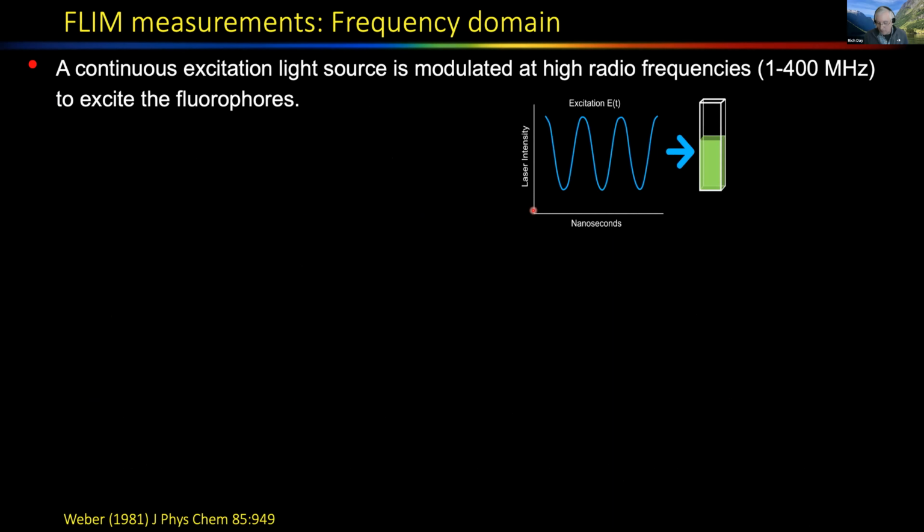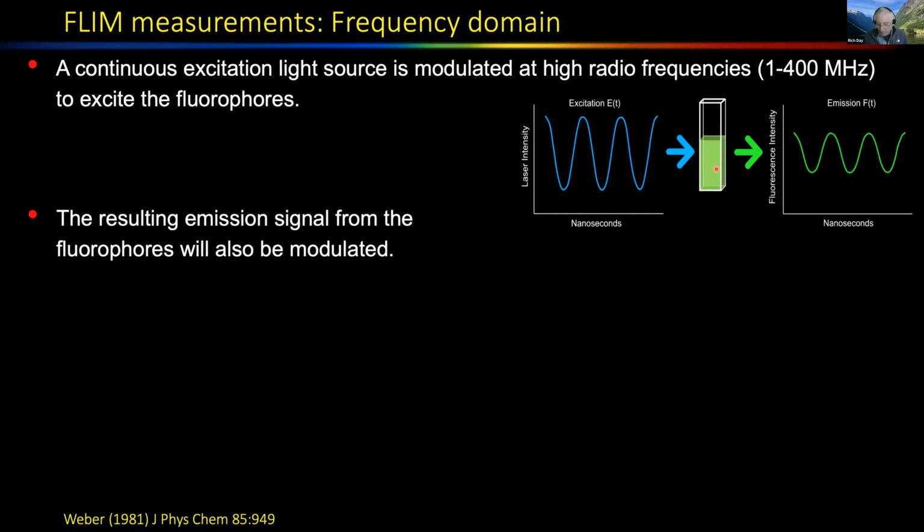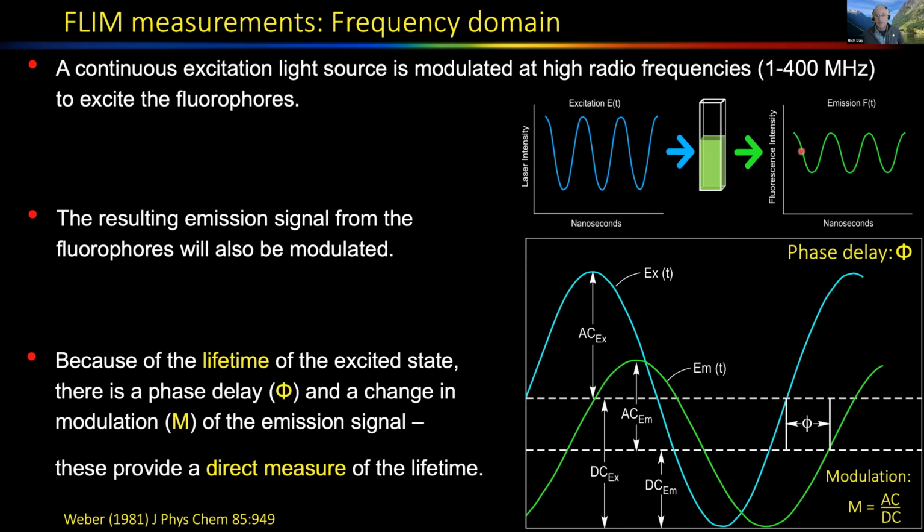We use a modulated light source to excite our sample, and then we measure the emission characteristics. So we know precisely the waveform going in, and we can measure precisely the waveform coming out. And again, as you all know, because of the lifetime of the excited state, there's going to be a slight phase delay in that emission waveform. And there's also going to be demodulation of that emission waveform. And we can measure these both precisely and obtain a direct measurement of the lifetime.